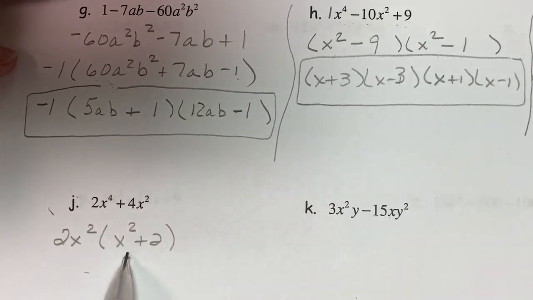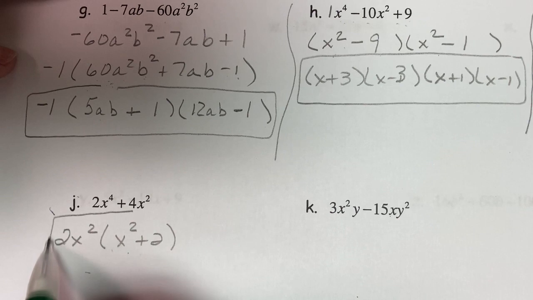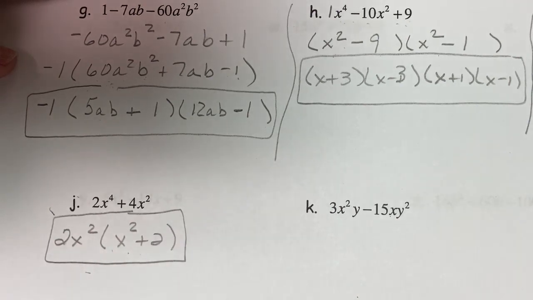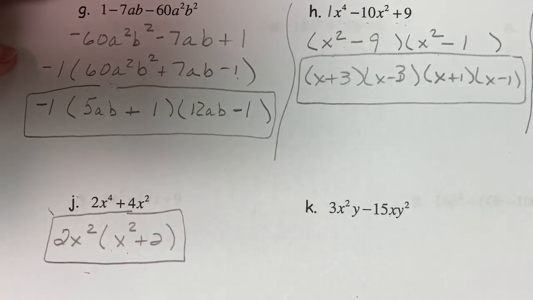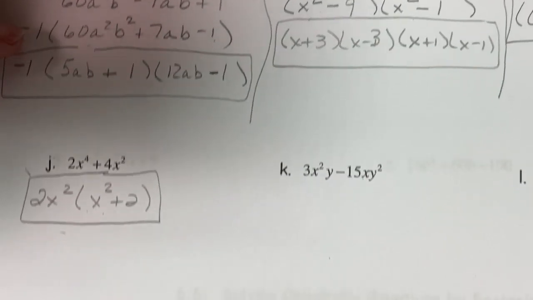Does this factor any further? It doesn't. It's a binomial, so it would have to have been a difference of squares, or a difference of cubes, or a sum of cubes, of which it's neither nor. So sometimes that's all you can do is take out a GCF. Be happy about it. It's less work.